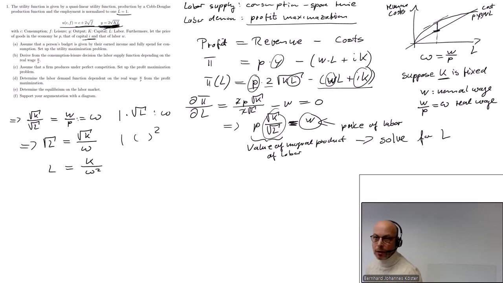And this is now my labor demand, labor demand depending on omega. And here I also see, well, 1 over x squared. This is roughly a hyperbola, so a falling function in the price. Also reasonable.